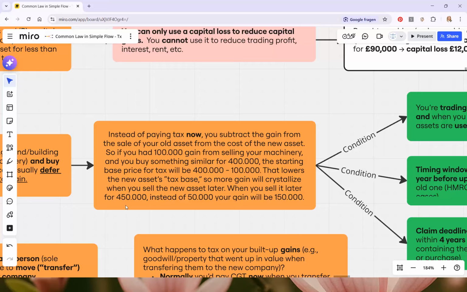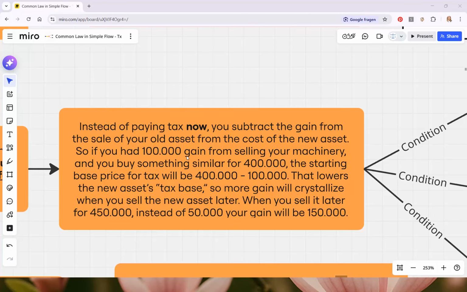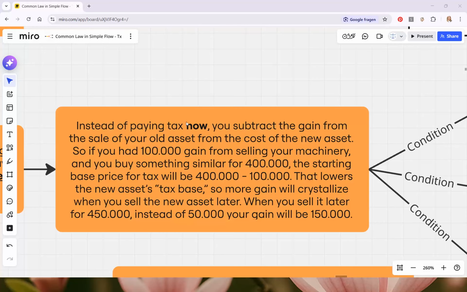If you had a 100,000 gain from selling your machinery and you buy something similar for 400,000, the starting base price for tax would be 400,000 minus 100,000. When you sell it later for 450,000, instead of a 50,000 gain, your gain will be 150,000. So what does it mean? With this, you are just delaying, you are not avoiding your tax. Instead of paying now, you sell your old machine, you gain 100,000 on it, and you're not paying tax now.